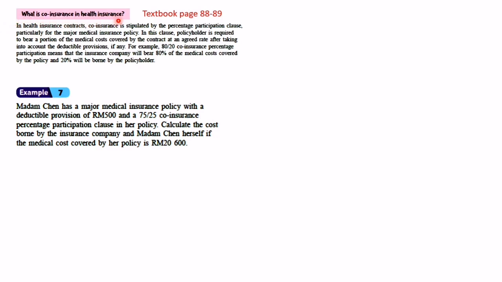Now co-insurance in health insurance. Here we have example 7. Madam Chen has a major medical insurance policy with a deductible provision of 500 and a 75 per 25 co-insurance percentage participation clause in her policy. Calculate the cost borne by the insurance company and Madam Chen herself if the medical cost covered by her policy is 20,600 ringgit.